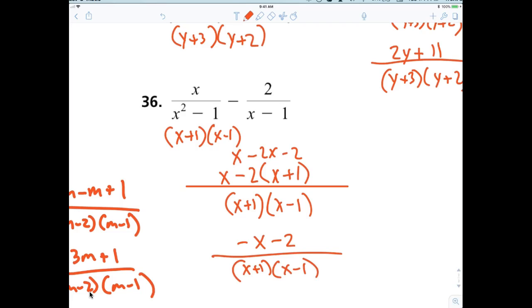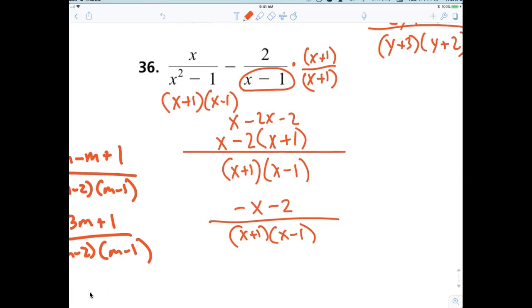Yes, sir. When you do x minus 2 in parentheses, why would it only be x plus 1? Why would there be x minus 1? Because look, to get that to a common denominator, I'm multiplying it by x plus 1. Very good question. Do you see that? Oh, because there's an x minus 1 already there. You good with me? All right, any questions with 36 now?